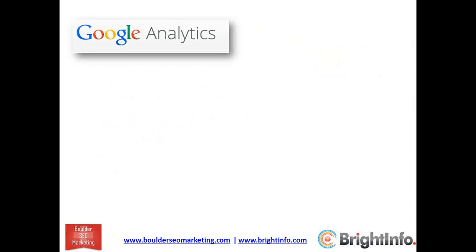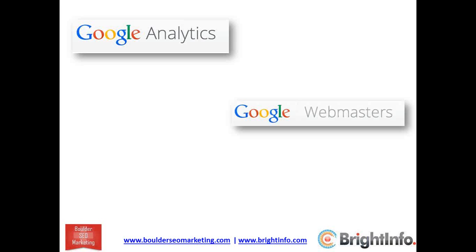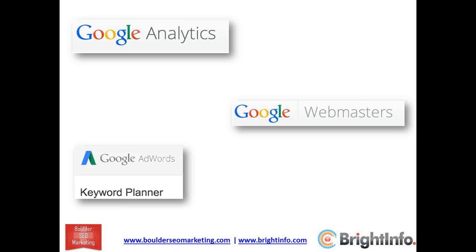All right, for this exercise, you need access to Google Analytics. If you haven't already installed Google Analytics on your site, you absolutely need to do it right away. You also need Google Webmaster Tools, and I recommend you link your Webmaster Tools with Google Analytics so you can pull more data straight out of Analytics. And then you also need access to a Google AdWords account, more specifically to the Keyword Planner tool, which is part of Google AdWords.